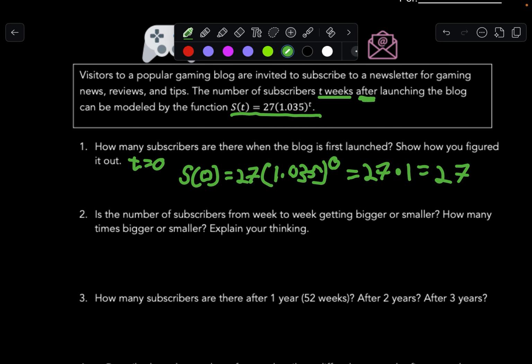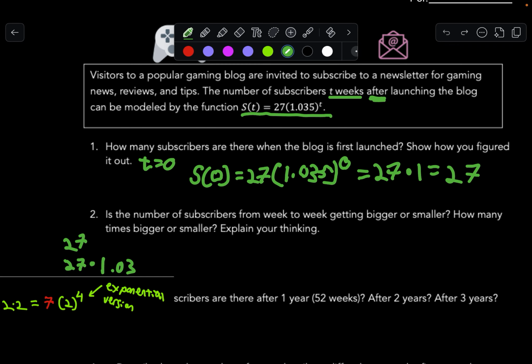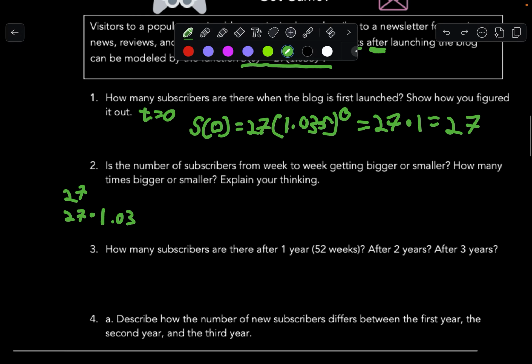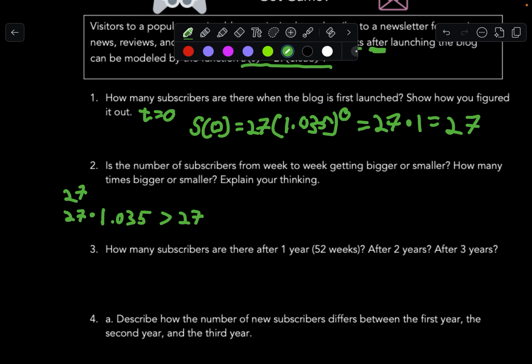Is the number of subscribers from week to week getting bigger or smaller? How many times bigger or smaller? Explain your thinking. Well, if you look at this, the original amount was 27. Then the next week would be 27 times 1.035. You're multiplying by a number larger than 1, so that result is bigger than 27, which was the original amount.